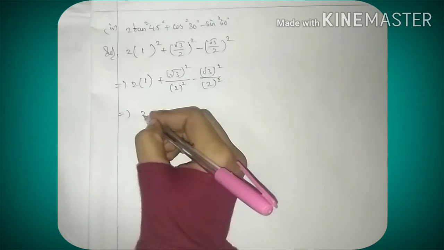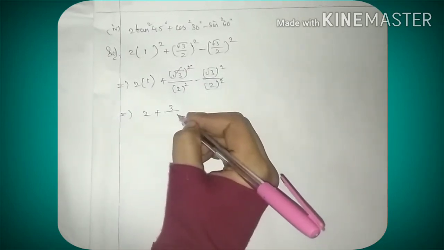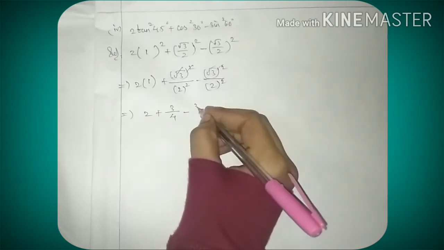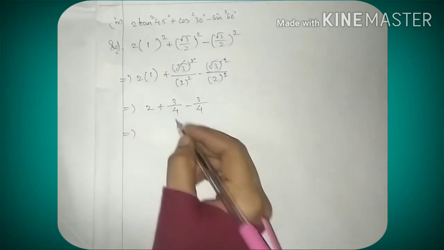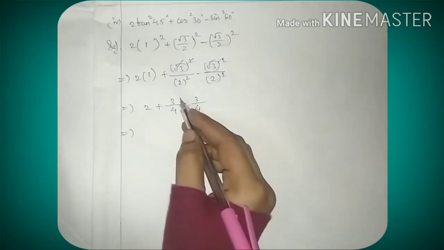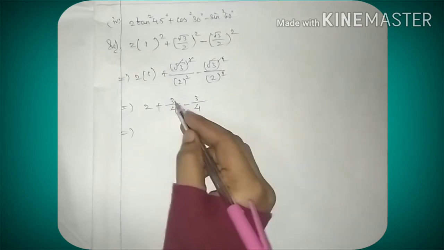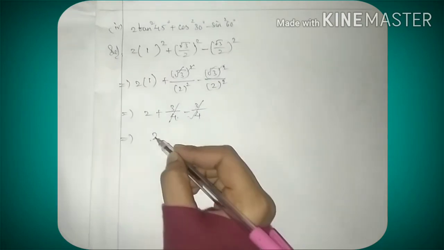Now 2 into 1, 2, plus square root gets cancelled, 3 by 2 power 2 means 2 2s are 4, minus square root gets cancelled, 3 by 2 power 2 means 4. Here first we will solve this 2, or else we can cancel this because one is positive and one is negative, same numbers. 3 by 4, 3 by 4, this will cancel, we will get answer 2.